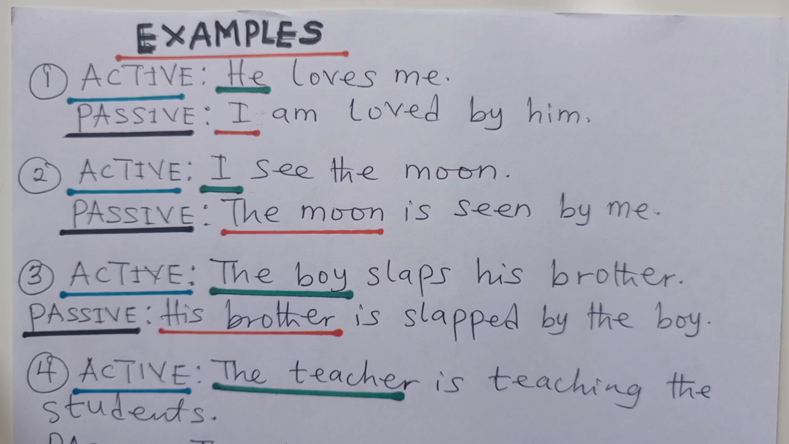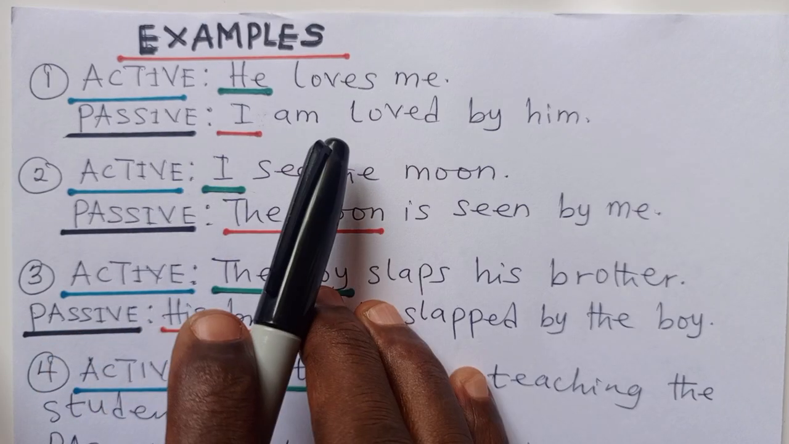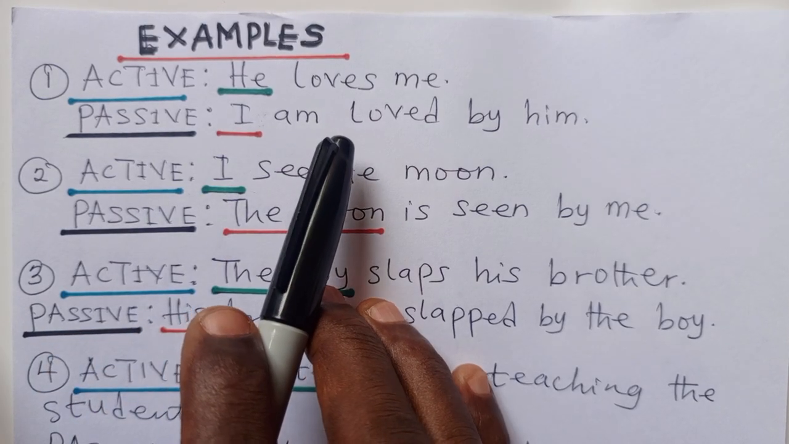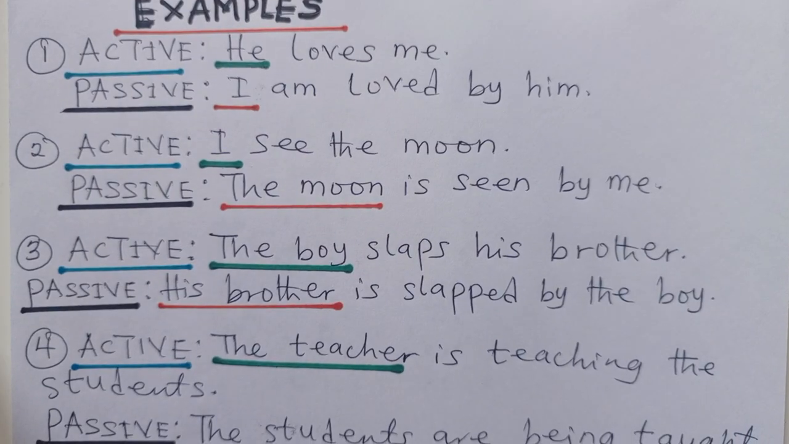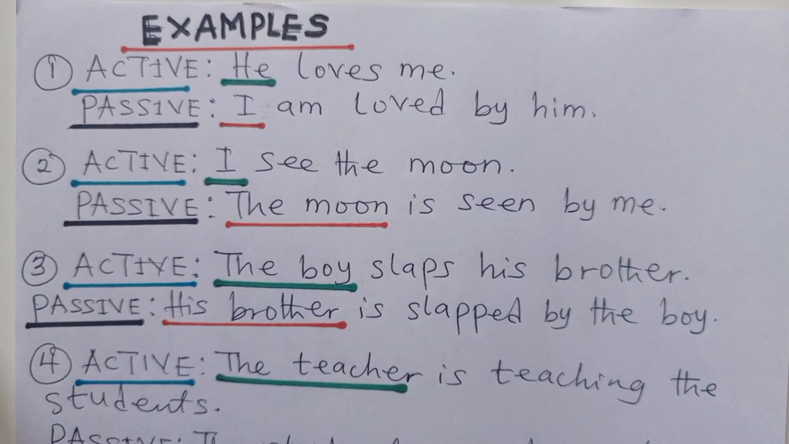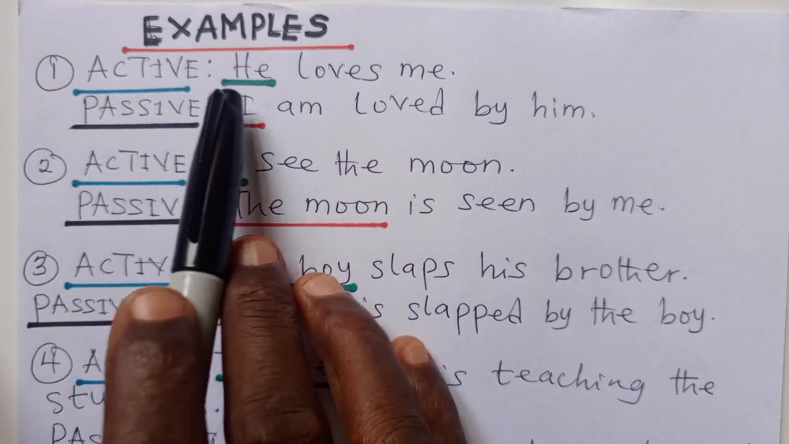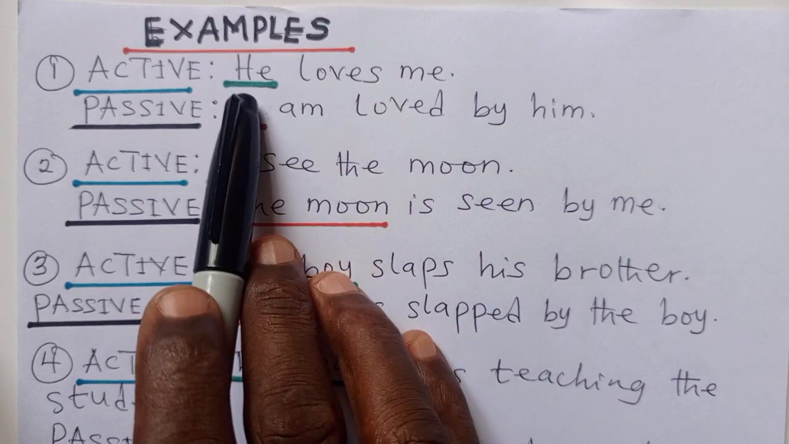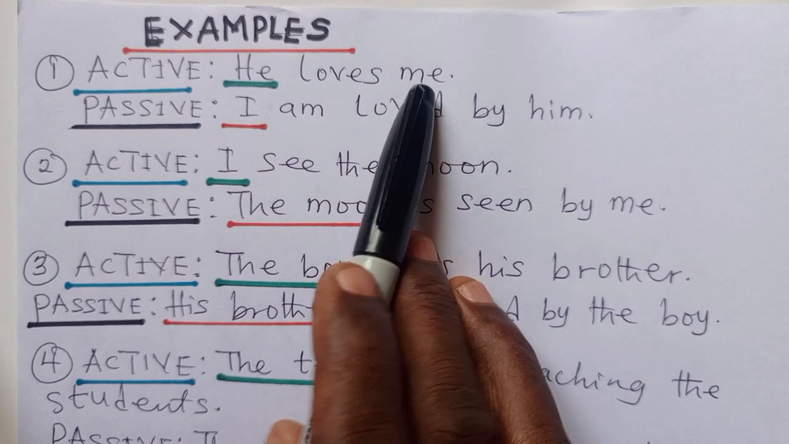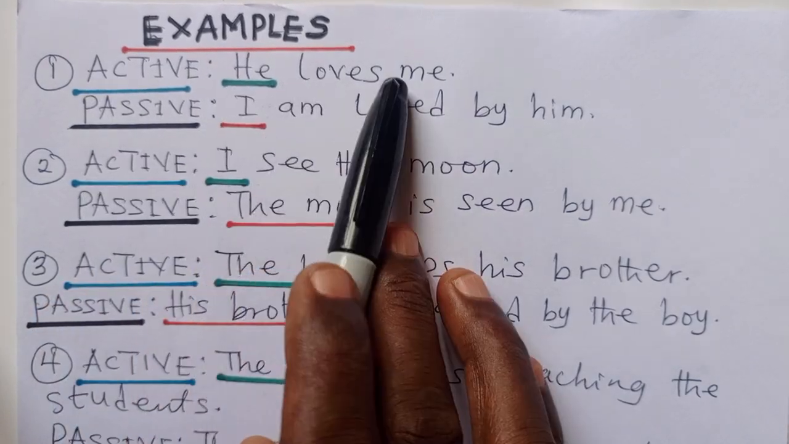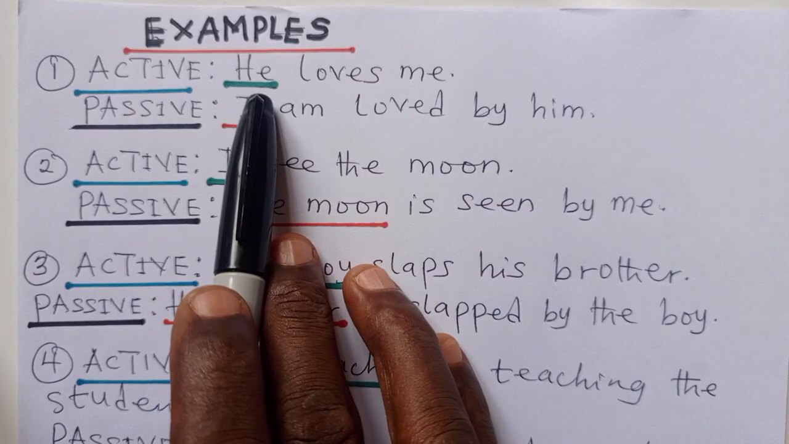So we are going to consider examples of active and passive voice so that you can use them to form your own sentences. And whenever you see such sentences, you'll be able to identify the active voice and the passive voice. Number one, active voice. He loves me. He is the subject, all right? Me is the object, all right? So for active voice, he loves me. He is the one performing the action, okay? That's why it is underlined.